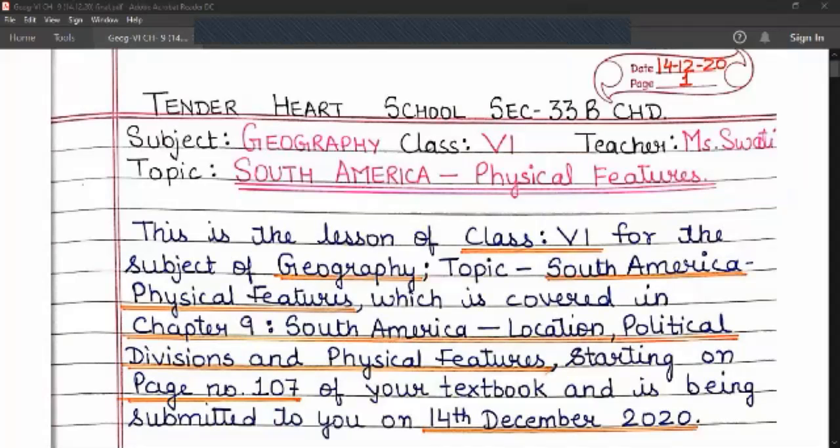Good morning, students. This is the lesson of class 6th for the subject of geography, topic South America physical features, which is covered in chapter 9 South America, location, political divisions, and physical features, starting on page number 107 of your textbook, and is being submitted to you on 14th of December 2020.